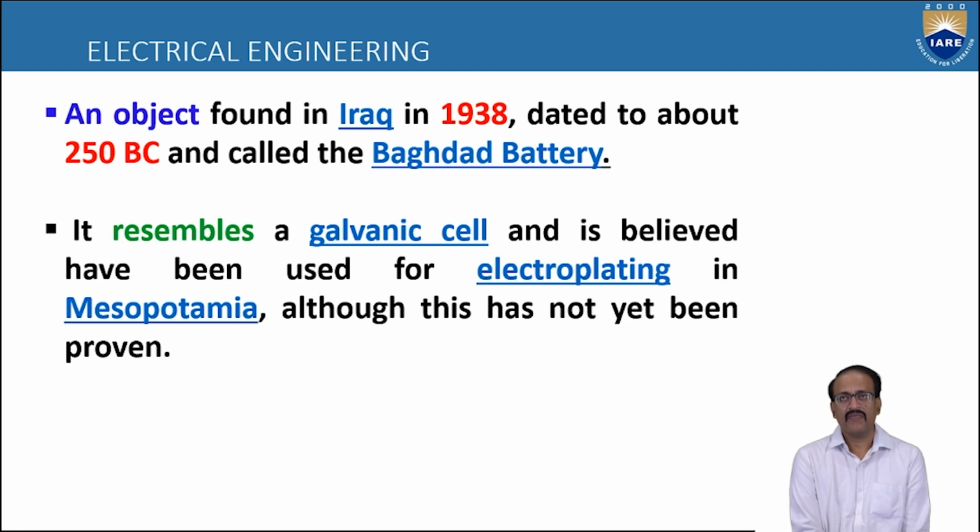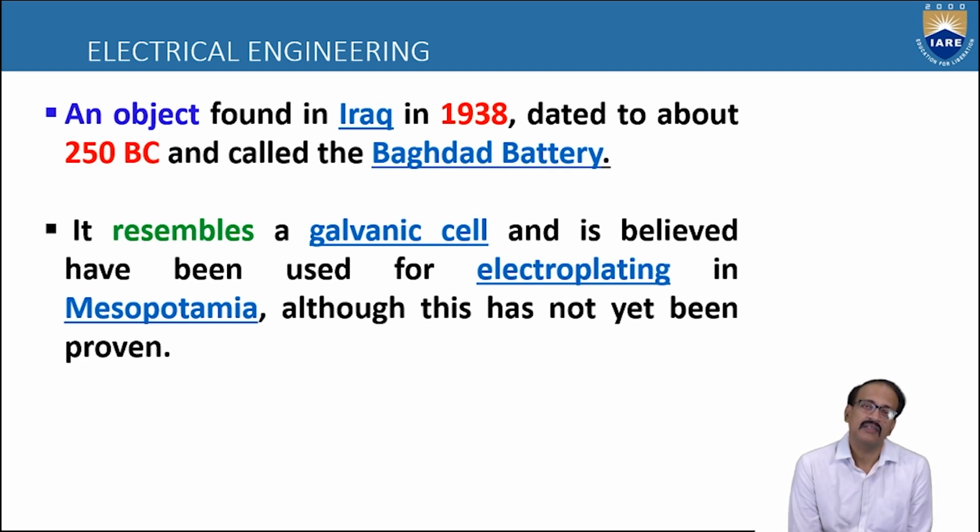Okay. So in 1938, excavators in Baghdad, the capital of Iraq, found in their excavation a thing similar to a galvanic cell, and they called it the Baghdad battery. The carbon dating went to 250 BC. So that means there is some evidence that the ancient people knew about electricity.